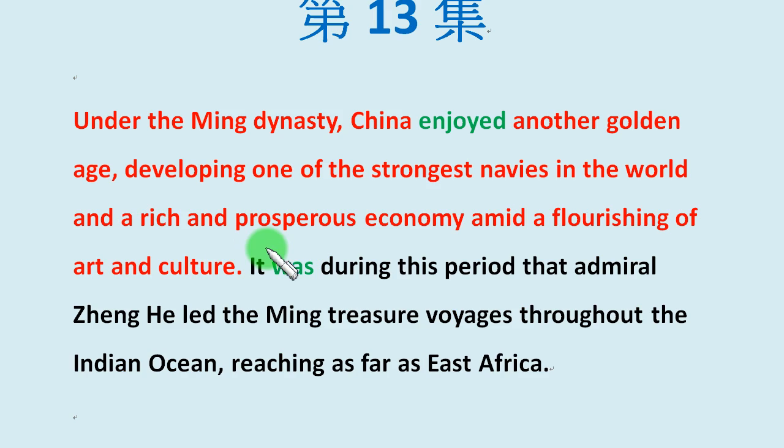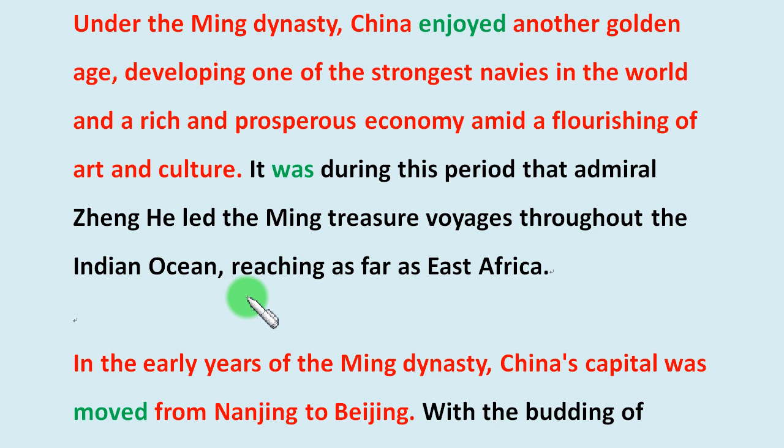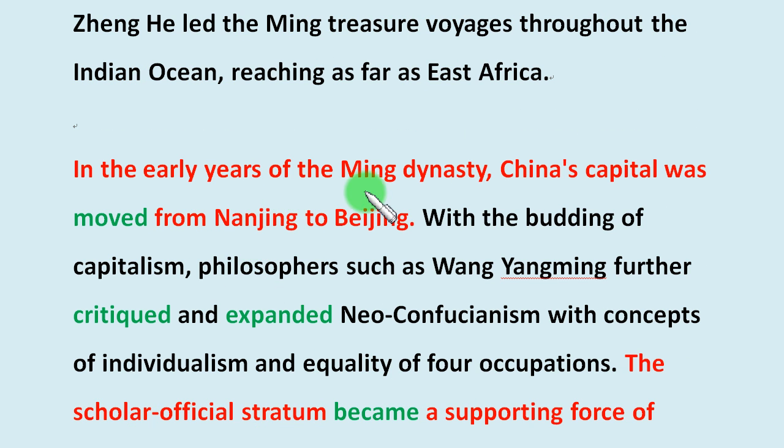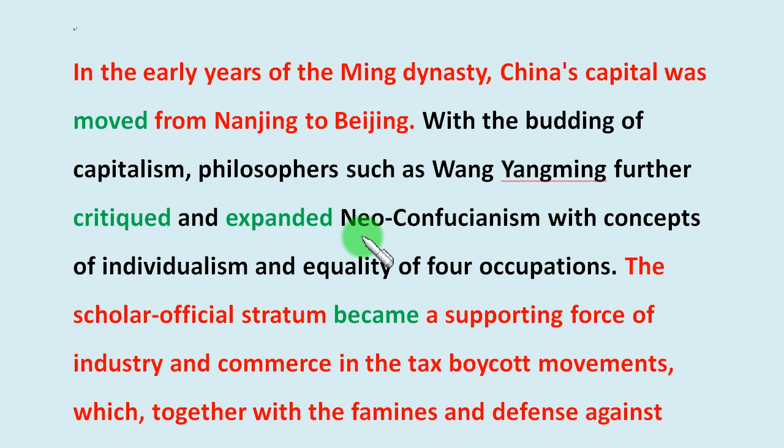Under the Ming Dynasty, China enjoyed another golden age, developing one of the strongest navies in the world and a rich and prosperous economy amid a flourishing art and culture. It was during this period that Admiral Zheng He led the maritime treasure voyages throughout the Indian Ocean, reaching as far as East Africa. In the early years of the Ming Dynasty, China's capital was moved from Nanjing to Beijing.